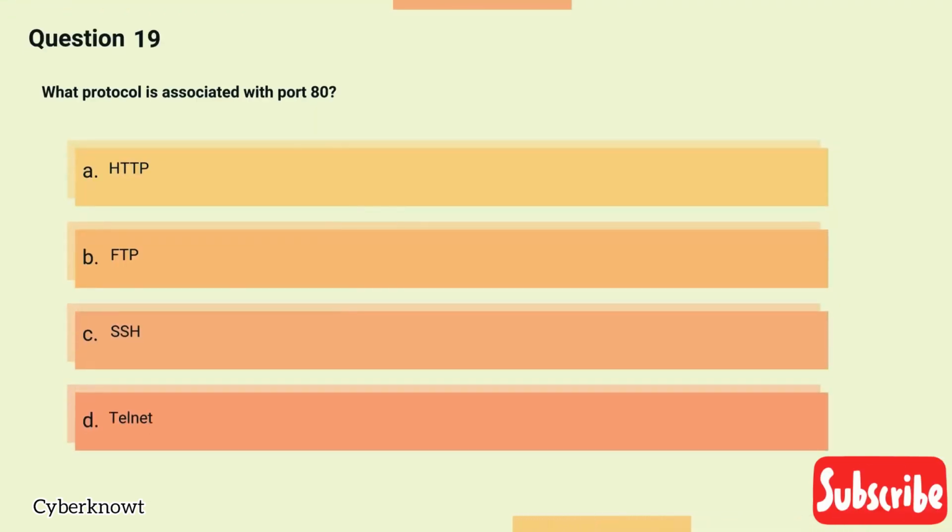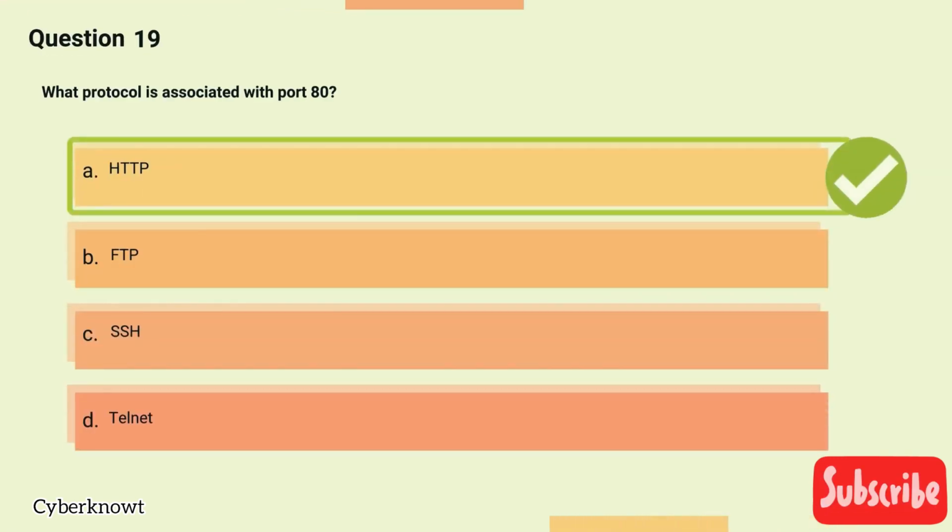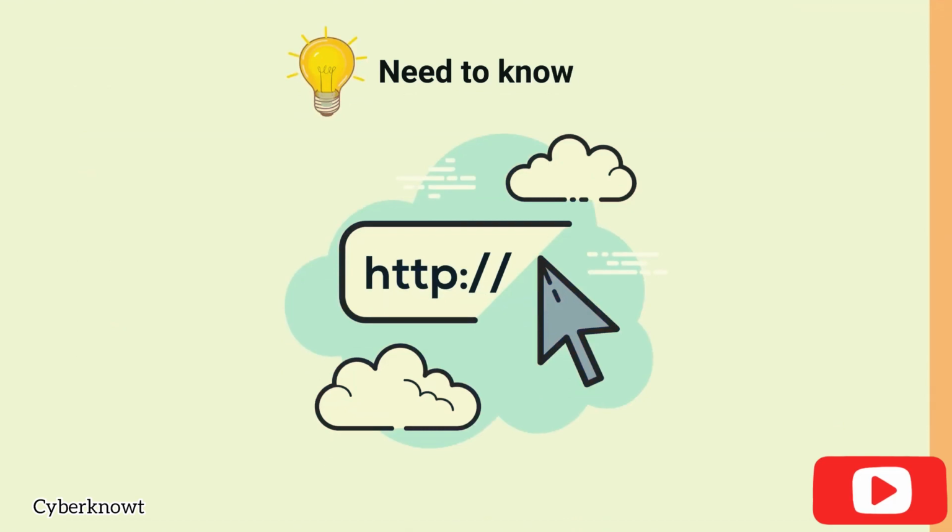Question 19. What protocol is associated with port 80? Option A. HTTP. Option B. FTP. Option C. SSH. Option D. Telnet. The correct answer is Option A. HTTP. Explanation. Port 80 is the default port used by the HTTP protocol for web traffic.